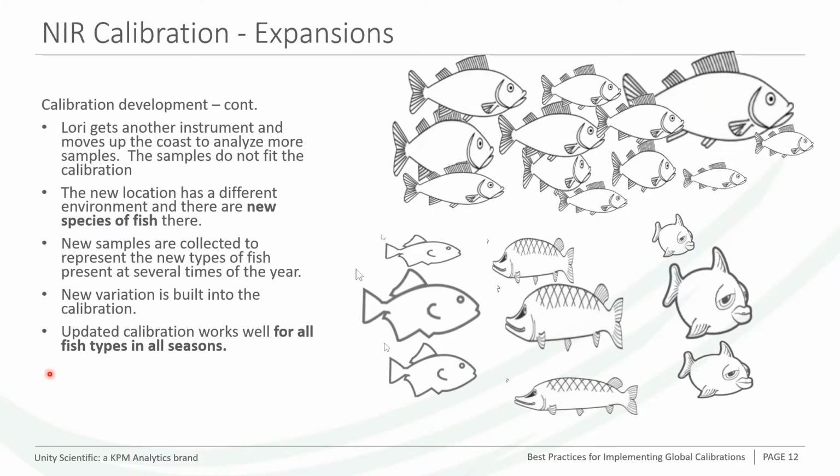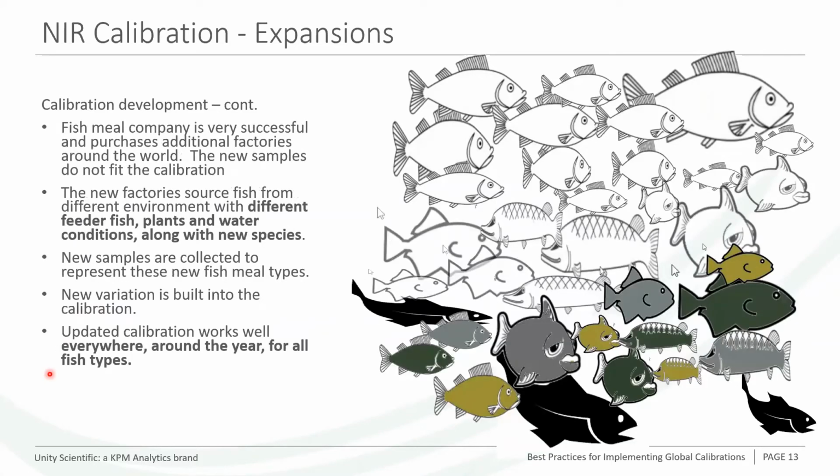Career is doing really well. And the fish meal company is doing well. So they purchase a couple of additional factories. And these are in different locations around the world. And now they're looking at completely different environments, different fish that are eating different feed sources, plants, water conditions, all sorts of things are different. So there's all sorts of new variability.